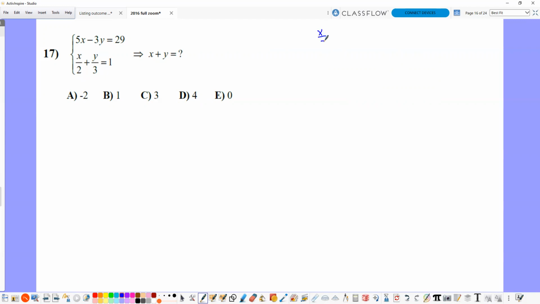What is x over 2 plus y over 3? It's equal to 1. To get rid of these fractions, I need to multiply this one by 2, this one by 3, this one by 3, this one by 2. So 3 times x is equal to 3x divided by 6, and 2 times y is equal to 2y divided by 6. It's going to be equal to 1.